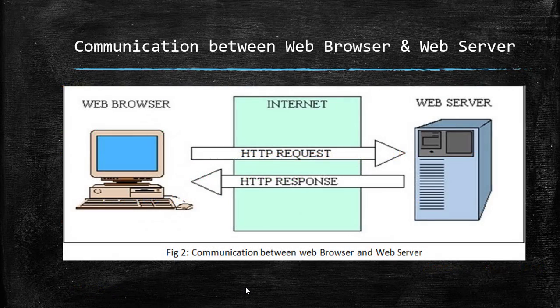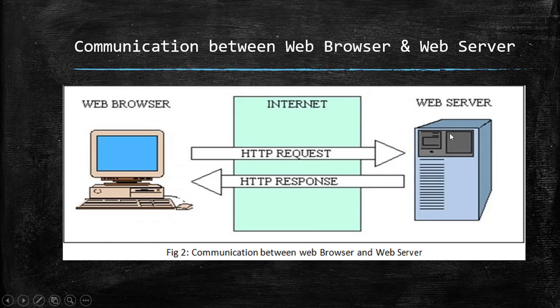Now this figure shows the communication between web browser and web server. The web browser is installed on a PC, and that PC is known as the client PC. This is the web browser. The web server stores all the information. To access it, we simply type the address of that information, and the browser sends our request with the help of HTTP to the web server.